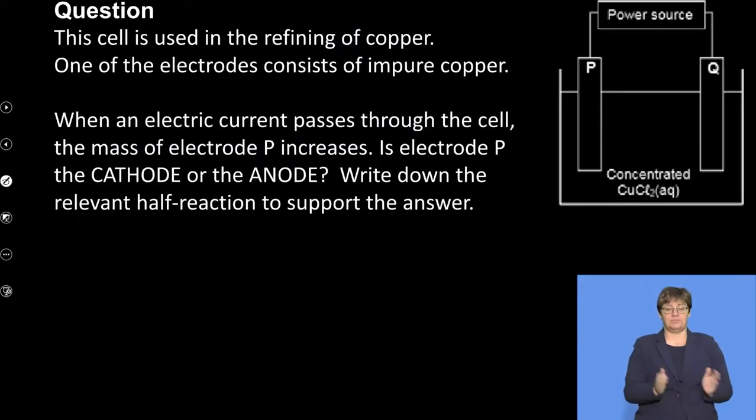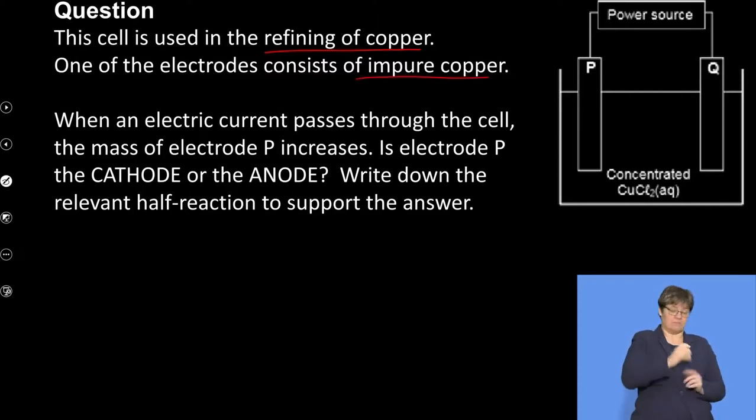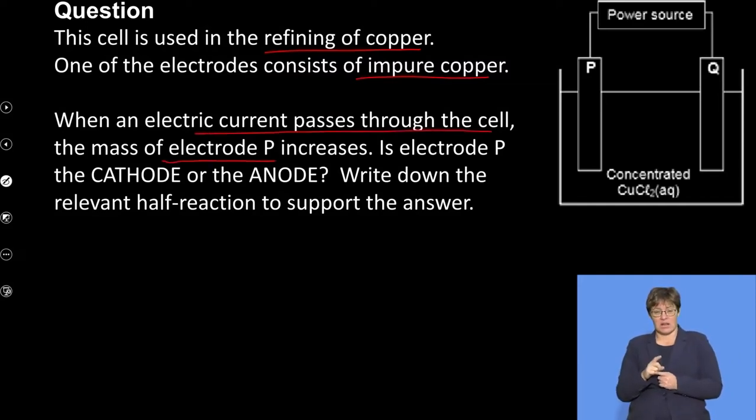So the next question is a little bit more interesting, because it now tells us that this cell is used in the refining of copper. One of the electrodes consists of impure copper. When an electric current passes through the cell, the mass of electrode D increases. Is the electrode D the cathode or the anode? And we're asked to write down the relevant half reactions to support the answer.